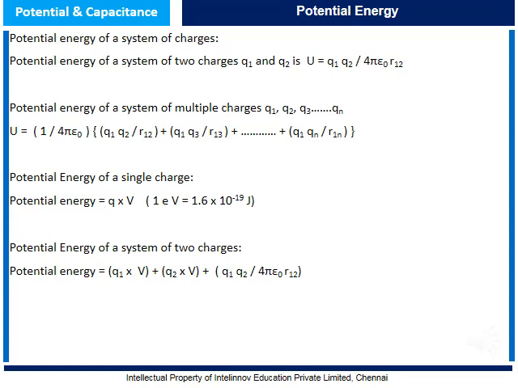The potential energy of a dipole is given in terms of minus P E cos theta, where P is nothing but the dipole moment.